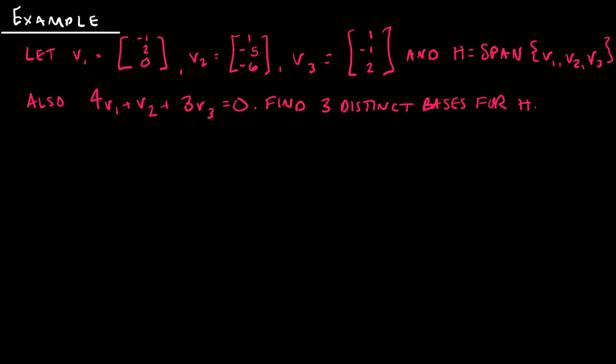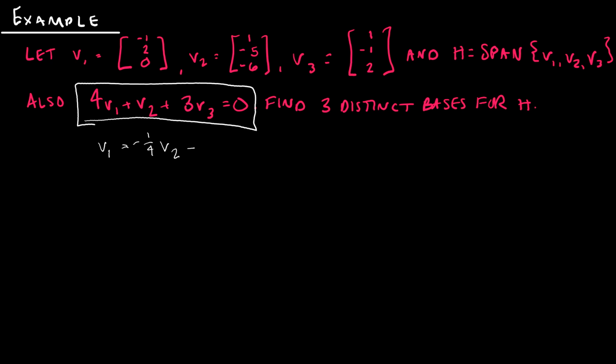We have this little nugget right here, which is super important, because what that tells me is I can write v1 as negative 1/4 v2 minus 3/4 v3. And again, I'm just doing algebraic manipulation on this equation. So trying to isolate v1, let's just make this simpler. If I were trying to isolate v1, I would have 4v1 equals negative v2 minus 3v3. And then, of course, v1 would be negative 1/4 v2 minus 3/4 v3.